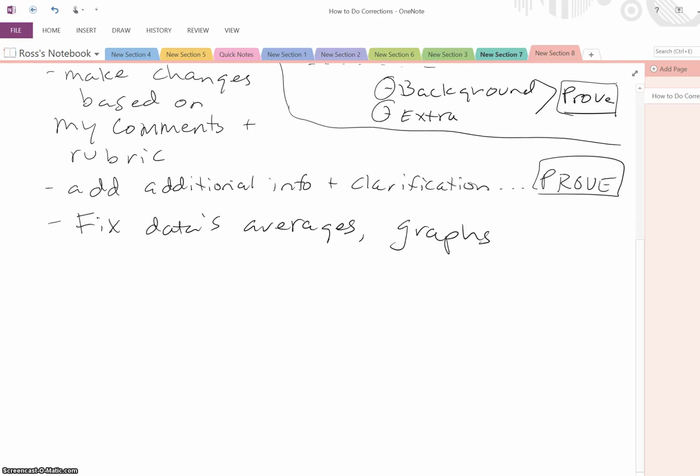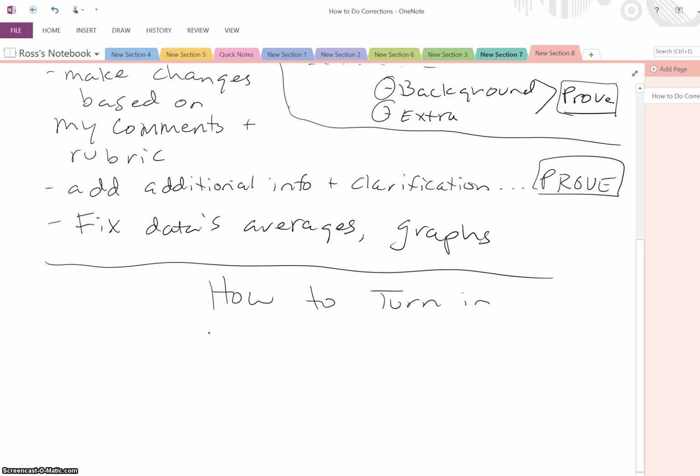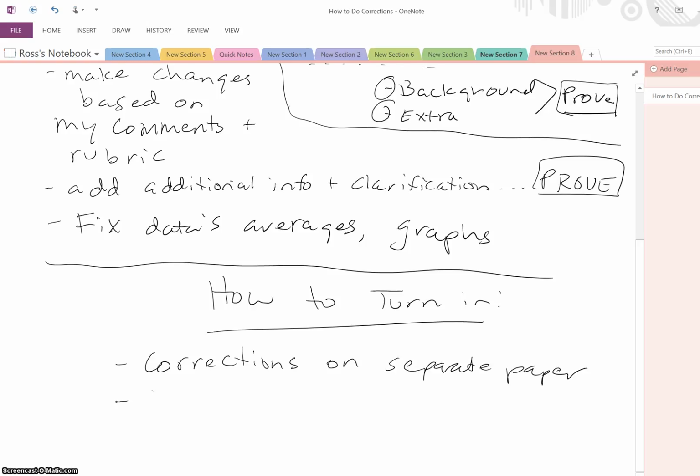Now, how to turn them in? If you want to then turn in your corrections, I need the corrections on a separate piece of paper, and I need that stapled to the original with the rubric, if there was a rubric. If it was a lab or an essay and I gave you a rubric, you should include that with the original and the corrections. If it's a quiz or test, just include your corrections on a separate piece of paper as well as the original quiz or test.